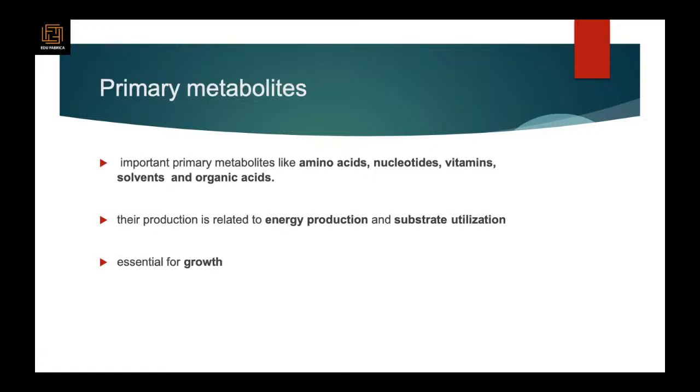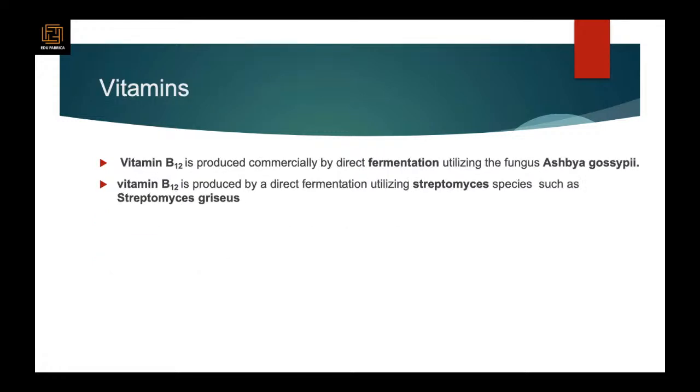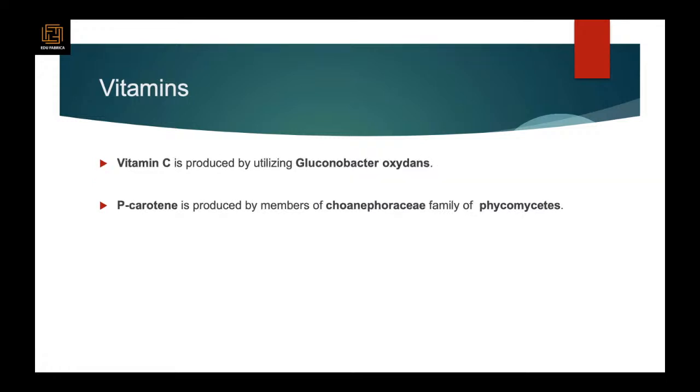Important primary metabolites are amino acids, nucleotides, vitamins, solvents and organic acids. Their production is related to energy production, and substrate utilization is essential for growth. Vitamin B12 is produced commercially by direct fermentation utilizing the fungus Ashbya gossypii, and also by direct fermentation utilizing Streptomyces species such as Streptomyces griseus. Vitamin C is produced by utilizing Gluconobacter oxydans, and beta carotene is produced by members of the Choanephoraceae family of phycomycetes.